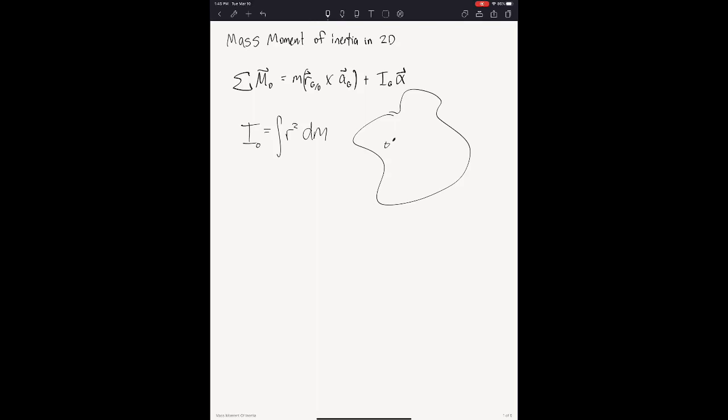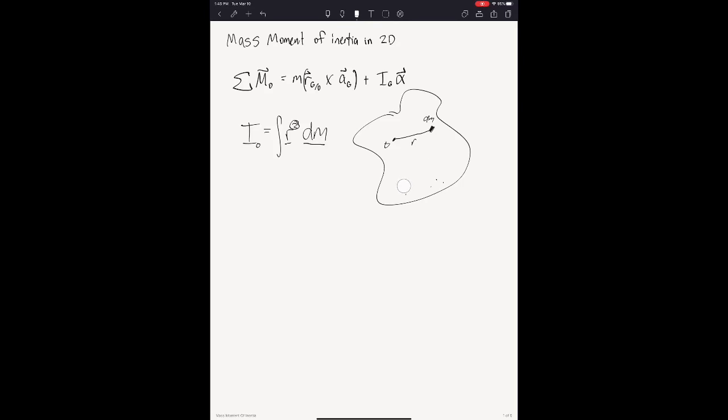And for this integral, you take every little piece of mass in the entire object, for this example, little piece of mass dm. You take its distance to the point, r. You take that distance and you square it. You multiply that by the tiny little piece of mass. You do that for every point in the entire object, and you add them all together.